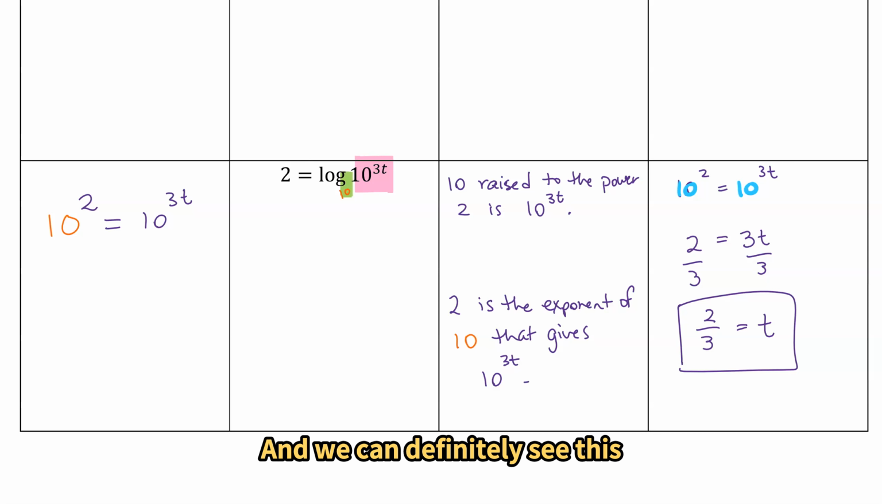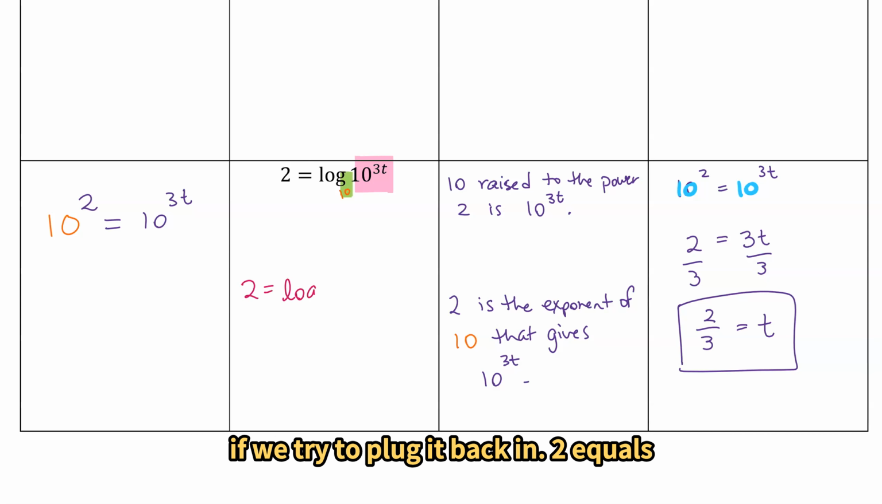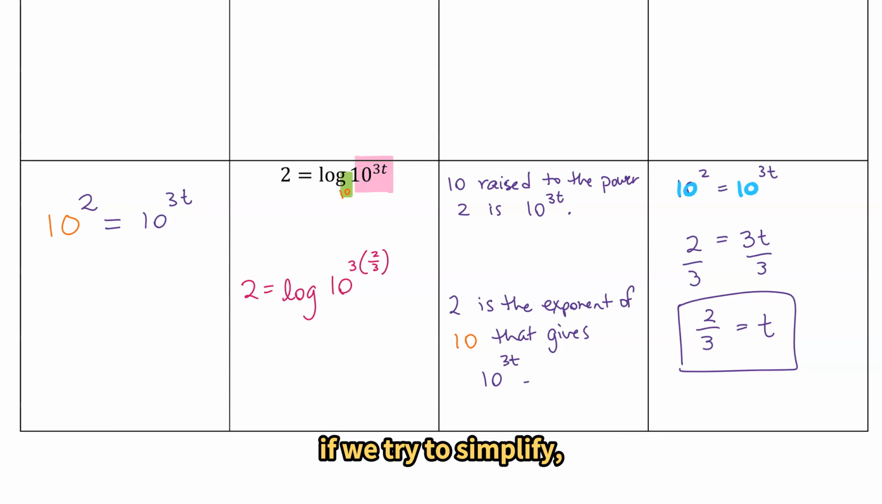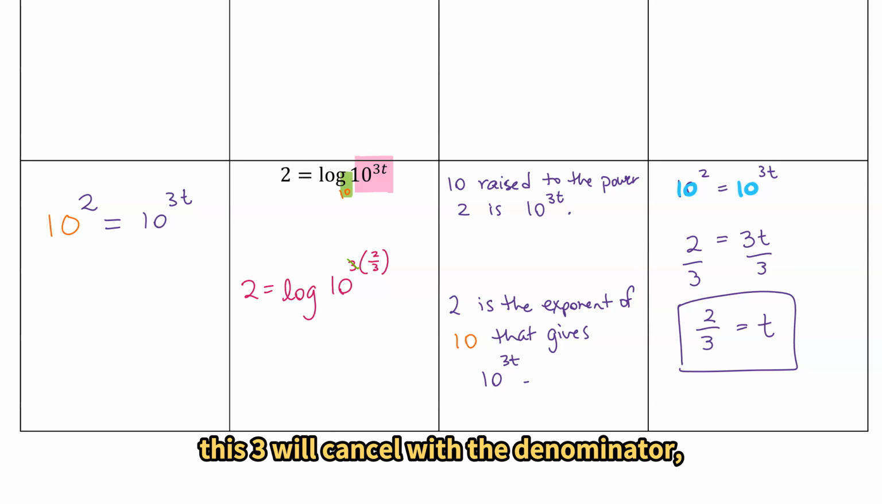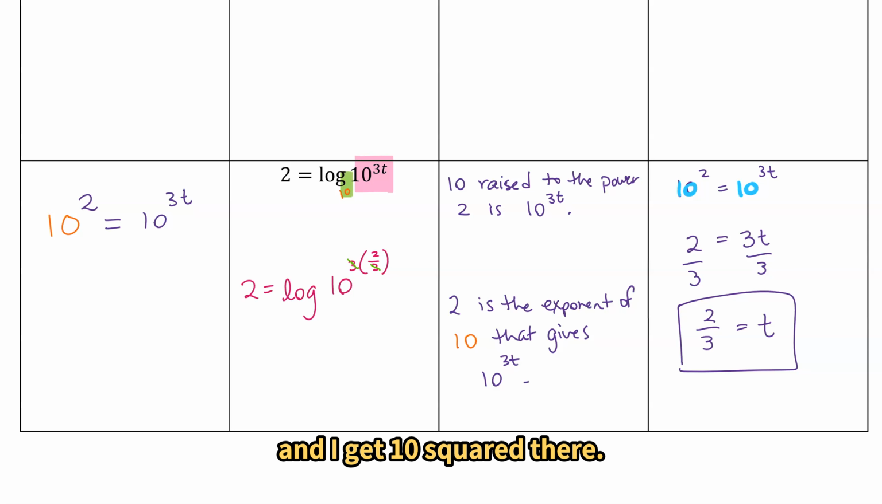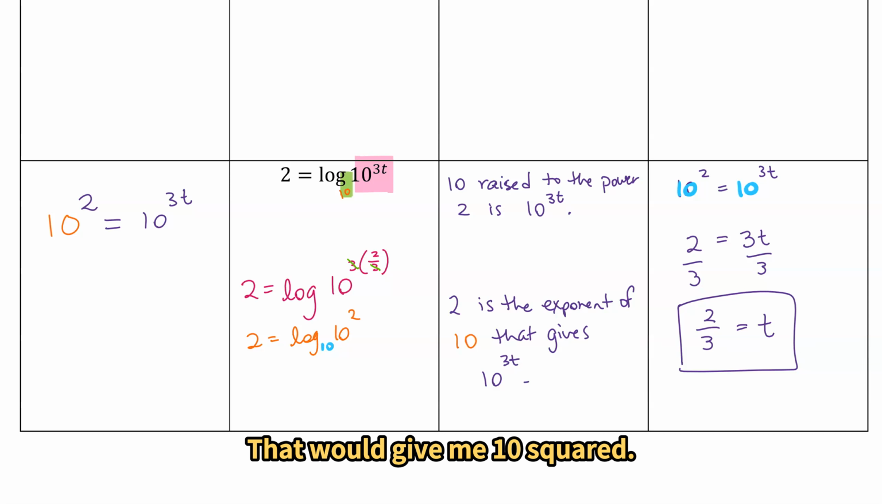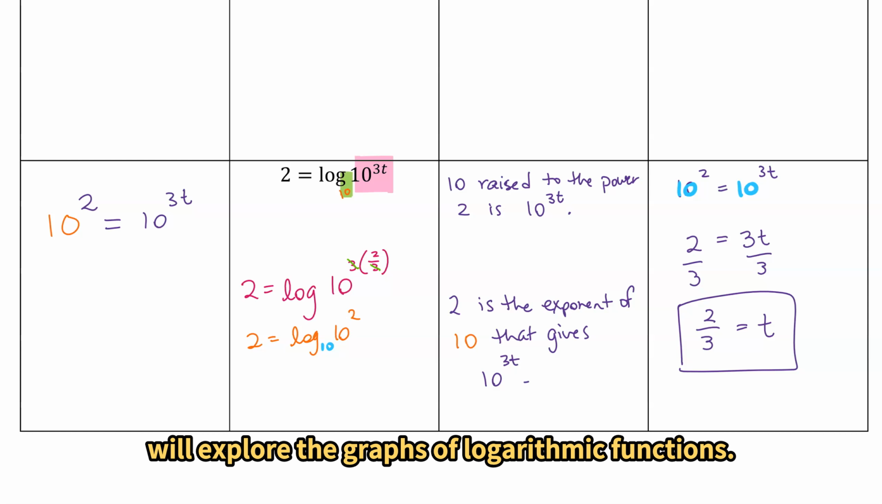And we can definitely see this if we try to plug it back in. 2 equals log base 10 of 10 to the 3 times 2/3. Notice if we try to simplify, this 3 will cancel with the denominator and I get 10 squared there. And sure enough, 2 would be the exponent on 10. That would give me 10 squared. It works out. In our next lesson, we'll explore the graphs of logarithmic functions.